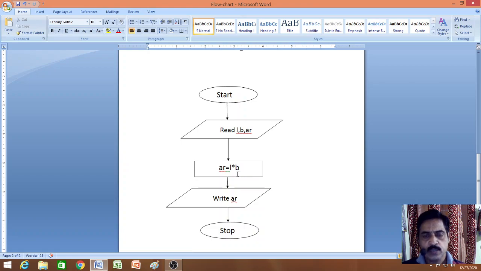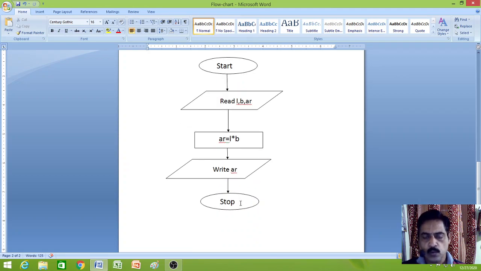Then the next step in the algorithm is write AR. So for write also the parallelogram symbol is used. Therefore, I have drawn the parallelogram, and inside it I have written write AR. The last step of the algorithm is stop, and for stop the oval symbol is used. Therefore, here I have used the oval symbol to represent stop, and I have written stop inside it.